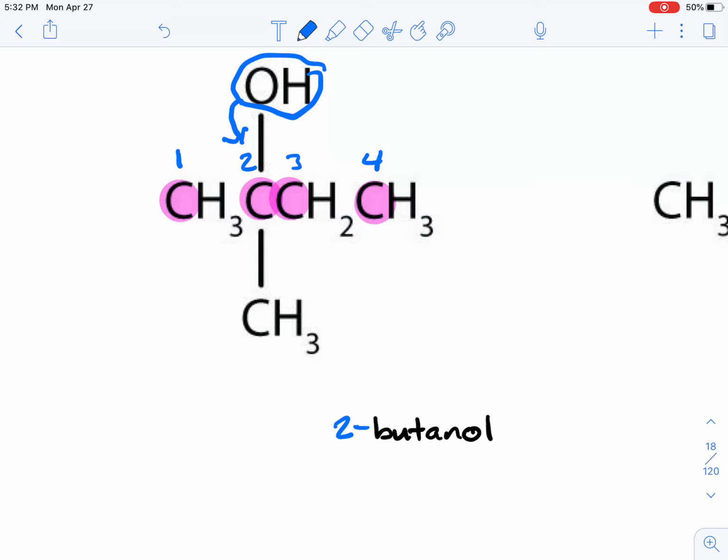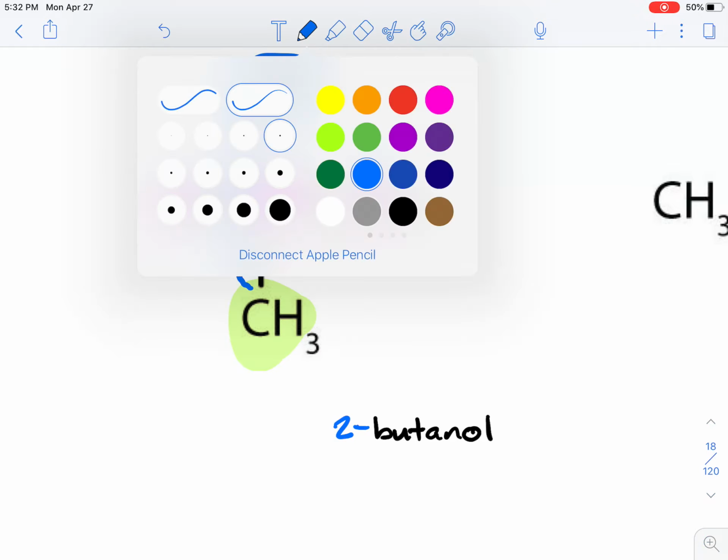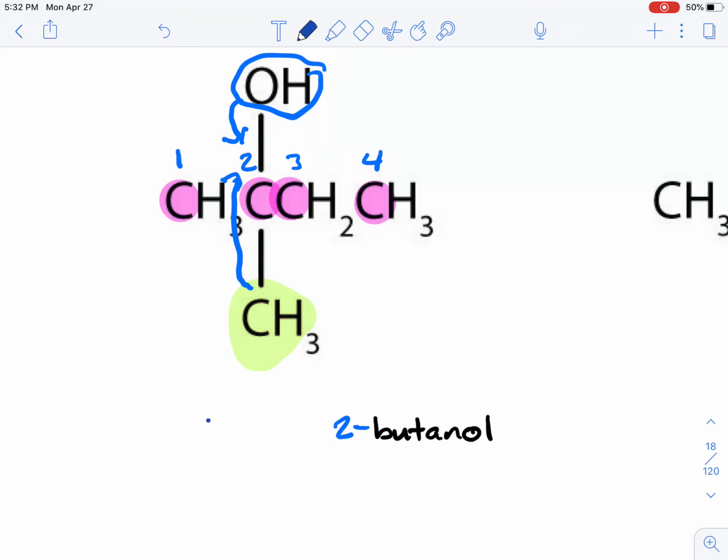All right, so the last thing that I need to do is identify my substituents. In this case, it's going to be CH3. And so here, notice that this CH3 or this methyl group is also on carbon number 2. So I'm going to simply add in 2-methyl-2-butanol. And that would be the name of my organic compound.